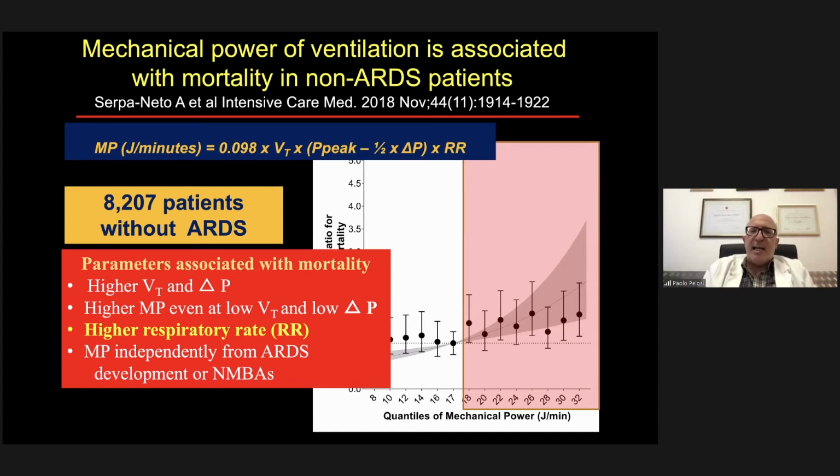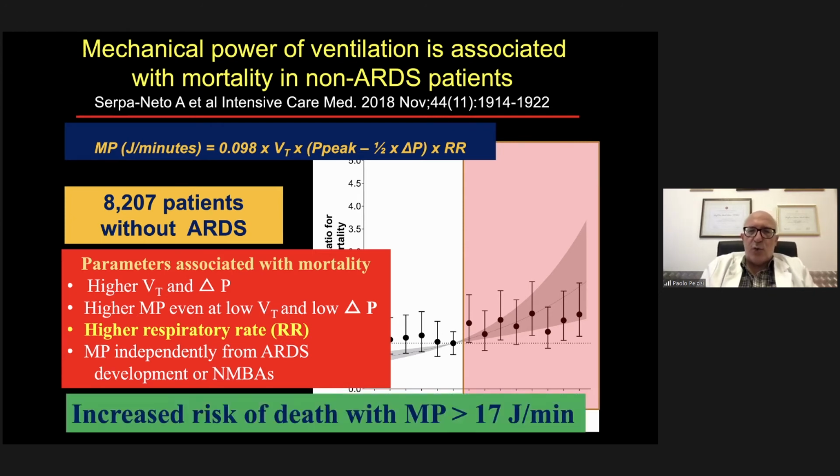So it means that the summary of all these parameters plays a relevant role, and also the role of respiratory rate is very important in this setting, independent from ARDS development and neuromuscular blockade use. So please consider in non-ARDS patients an increased risk of ARDS development when mechanical power is above 17 joules per minute.